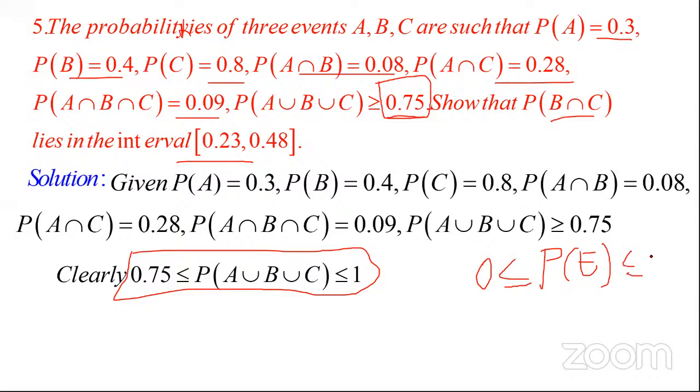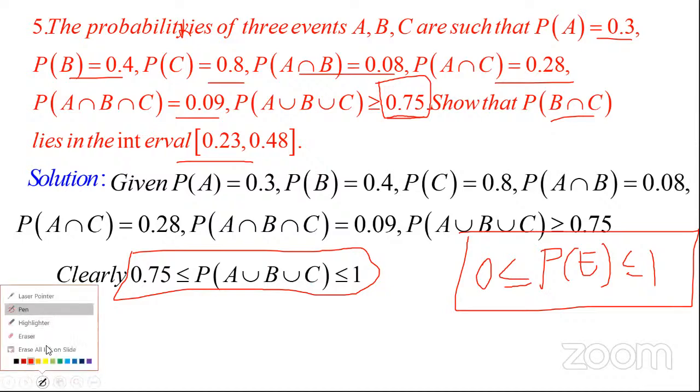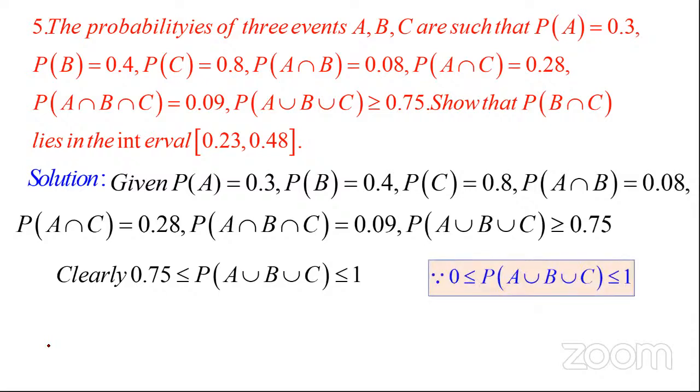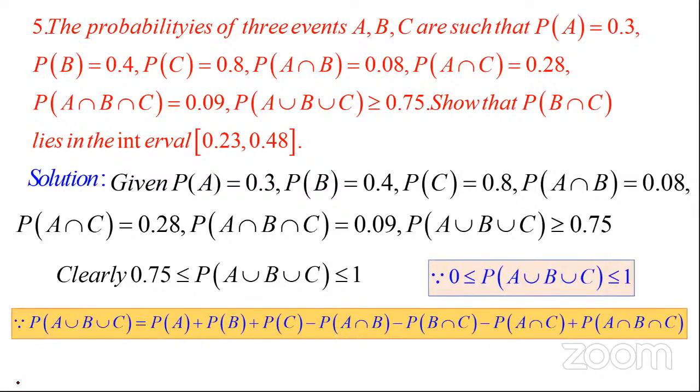This is the condition: the probability of an event must lie between 0 and 1. That's why I'm taking this one. So then, what is P of A union B? In the addition probability theorem, we took two events. Here three events are there, so we have to use P of A union B union C equal to.